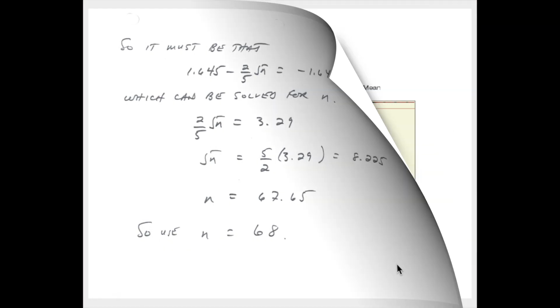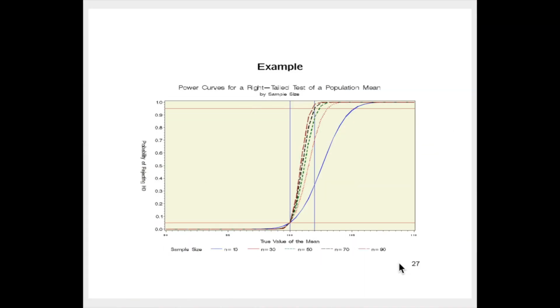Now the next slide gives us a graphical representation of what we just did. We've got power curves for a right-tailed test. The significance level of the test is 0.05. All right. And we want to find the sample size so that the power is 0.95. If the power is 0.95, then beta would be 0.05. And so we want to find the sample size such that the power curve at 102 is equal to 0.95.